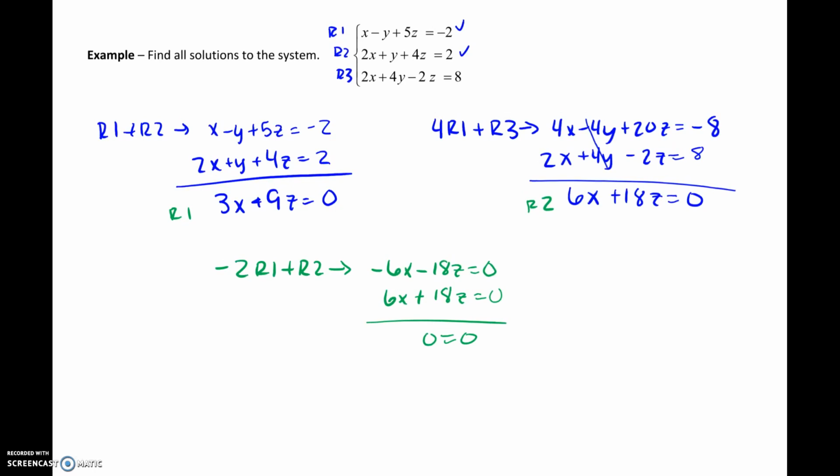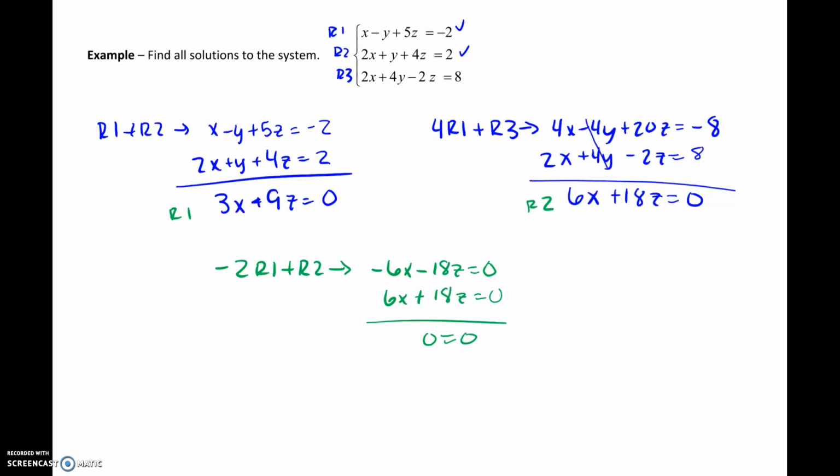If you think about this, row 2 and row 3 are going to be the same plane, right? No. Nope, they're not. Never mind. Okay, so when I did this, they eliminated completely, and I got 0 equals 0, which means I have infinite solutions.